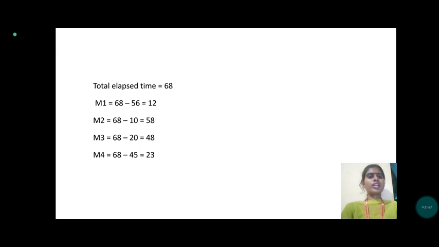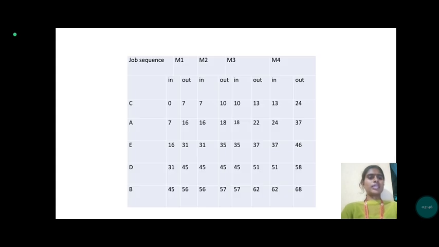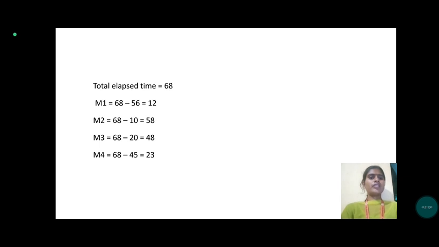Here we have the total elapsed time equal to 68. Idle time for M1 is equal to 68 minus 56, that is equal to 12. M2 is equal to 68 minus 10, that is 58. Here we have M3 equal to 68 minus 20, that is equal to 48. And M4 is equal to 68 minus 45, that is equal to 23.